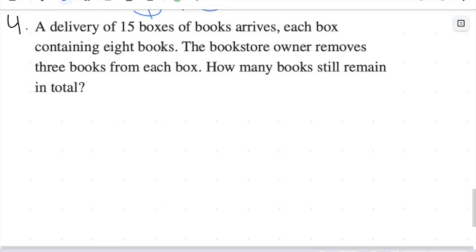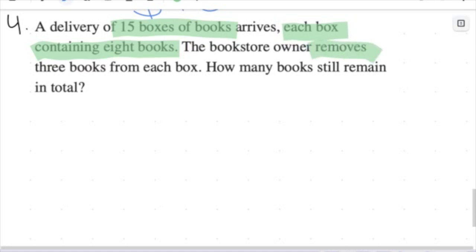Okay, we're going to do one more question here, and we're going to approach it in the exact same way. Now let's read it together. So we have a delivery of 15 boxes of books arrives. So we have 15 boxes of books. Each box here contains 8 books. So I have 8 books for 15 boxes. Now the next line, the bookstore owner removes 3 books from each box. So 3 books are removed from each box.